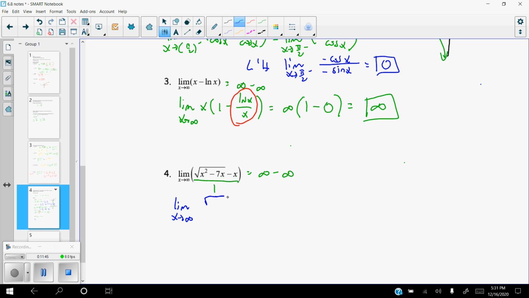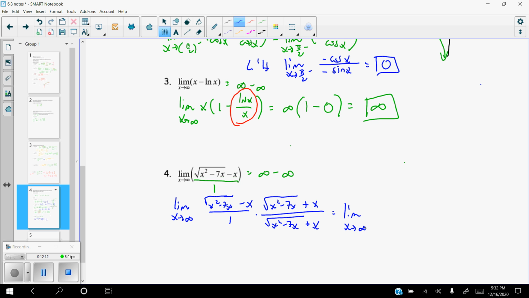I can take the original function that I just wrote and multiply it by the conjugate on the top and the bottom. So x squared minus 7x plus x on the numerator and the denominator. And again, this is probably not something you would think to do, so that's why I'm showing you the example. Well, let's go ahead and simplify everything.